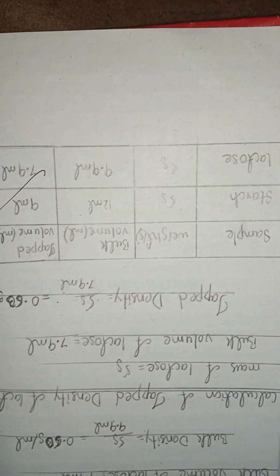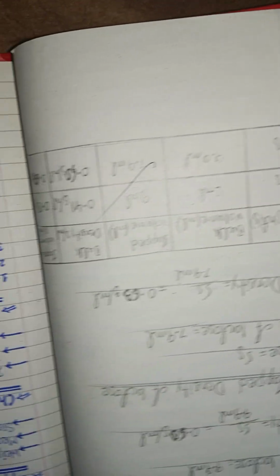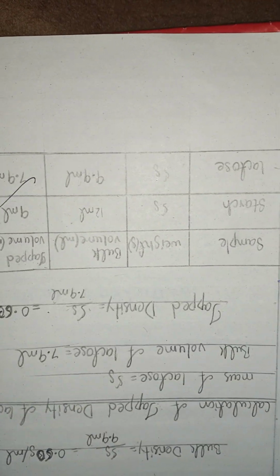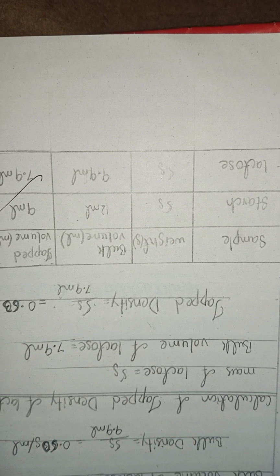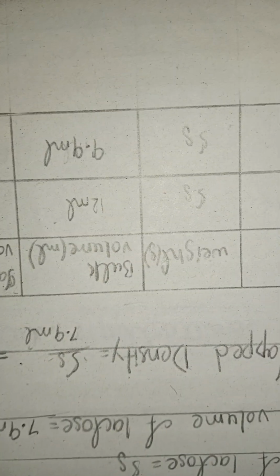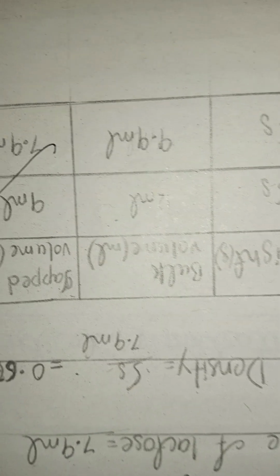Okay, so now you have to draw this table. For this table you have to write the sample. We have taken two samples, starch and lactose. The weight of both is 5 gram. The bulk volume of both of them you will write up.